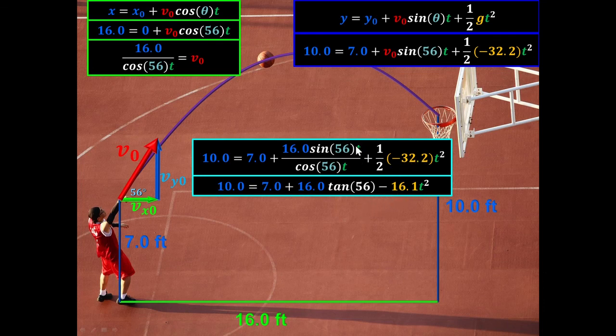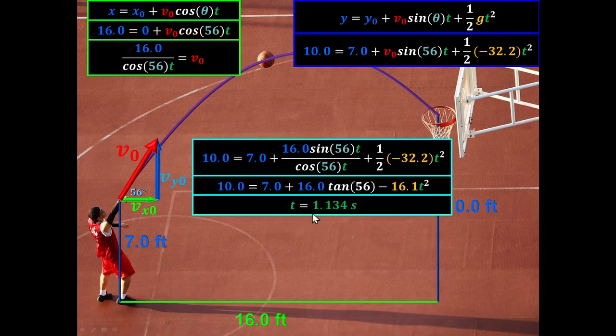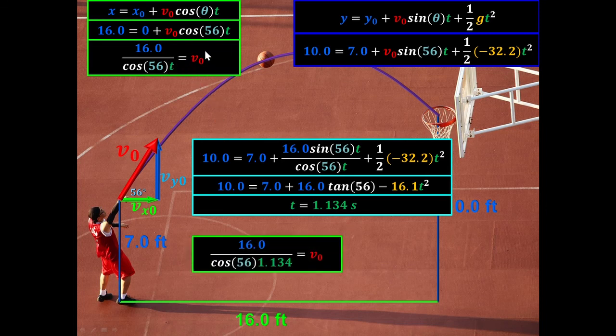What's nice here is that I didn't have a t and a t squared, so I didn't need to use the quadratic formula. I can just subtract that, subtract this, divide by that, and then take the square root, and I get 1.134 seconds is when it's going to hit. But now that I know how much time it's going to take before it hits, I can plug it back into this equation to figure out how fast to throw it. So I'm plugging that into there, and 25.2 feet per second is how fast we need to throw it. Going to land in the target.